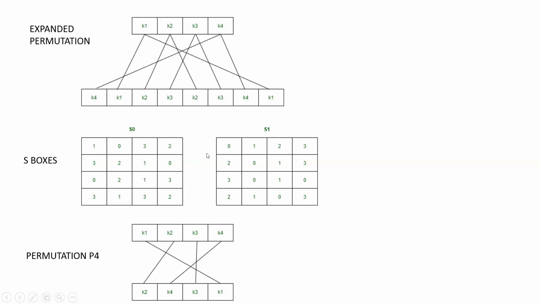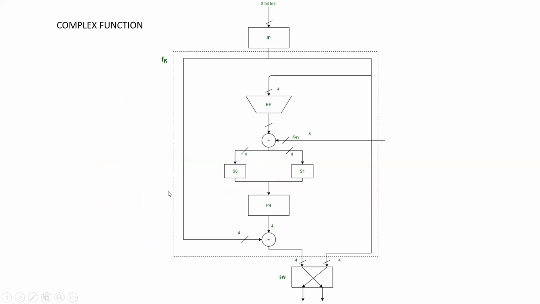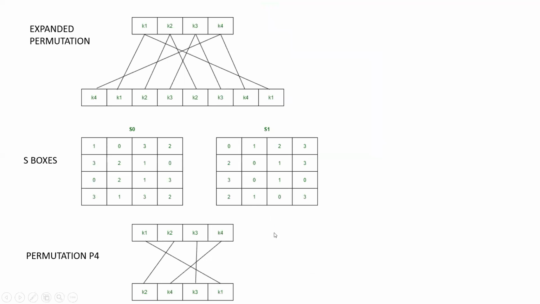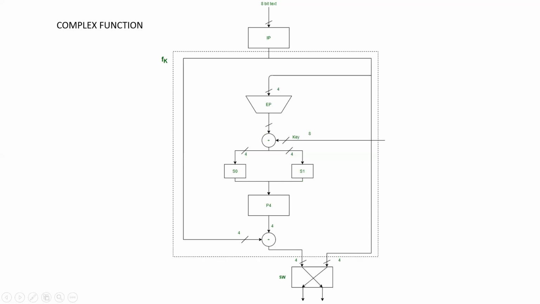Similarly for S1, the first and fourth bit indicate the row, and the second and third bit indicate the column. So based on that particular row and column, the value present in that table is considered. Finally, the values from both S0 and S1 are combined and given to P4. P4 is again a permutation of the 4 bits. They are randomly shuffled and permuted to get the other 4 bits. So this is permutation P4.